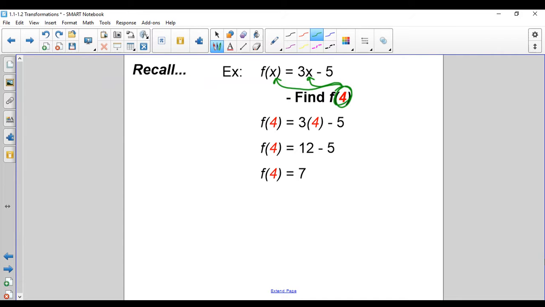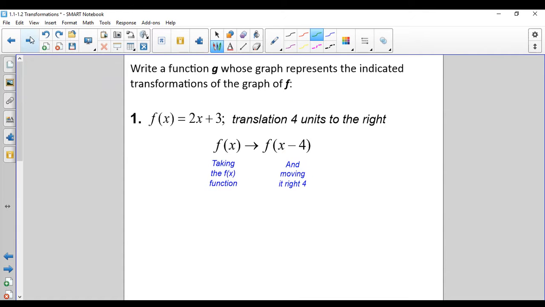So I put f of 4 equals 3 times 4 minus 5, and then I just solve the right side from here. 3 times 4 is 12. 12 minus 5 is 7, and so therefore f of 4 is 7. That just says if I plug in 4, what do you get? I get 7. That idea is going to be used a little bit here, just a touch. So last 3 examples for part A this week.